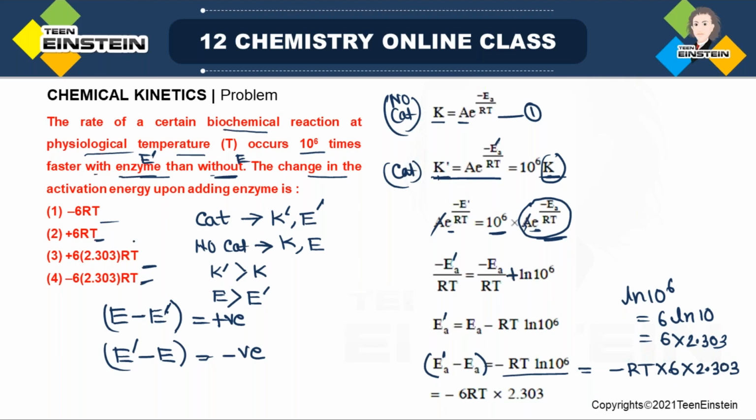As we have already seen from the explanation, options 2 and 3 are not possible because they are positive. But among 1 and 4, the correct option will be the last. Any doubt? Should I repeat?